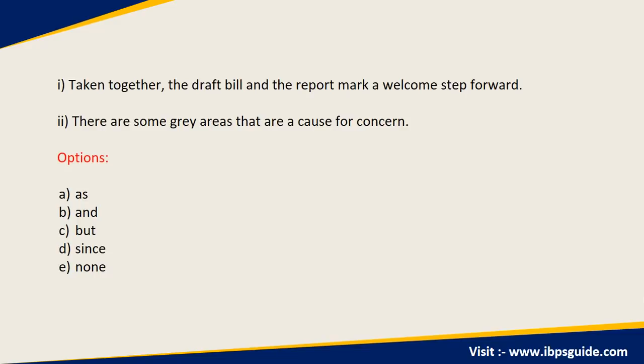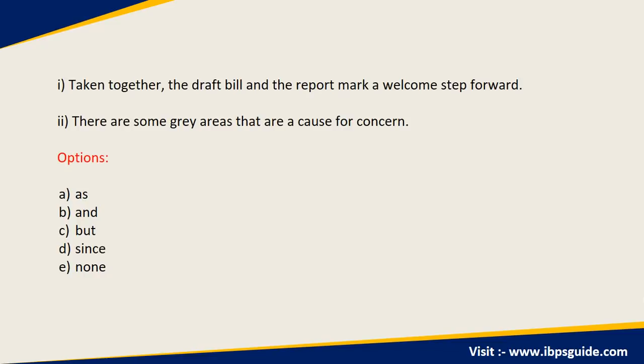So obviously, we need to use a contrast sign to join these two sentences. A contrast sign will show that one part is negative and another part is positive. So let's look at the options. Option A, as. We discussed the usage of as in the previous question.